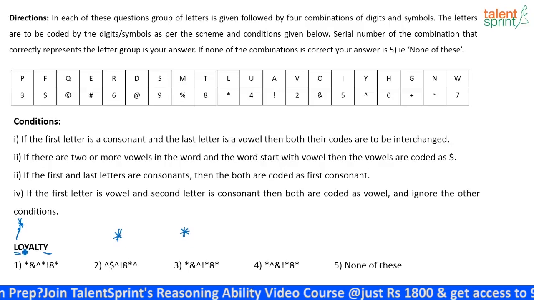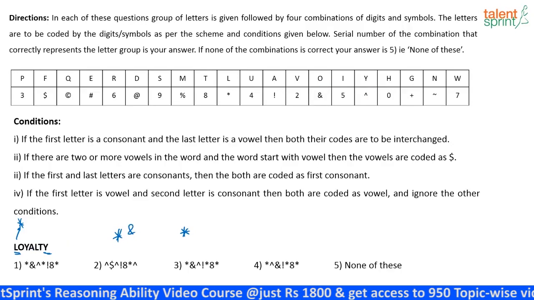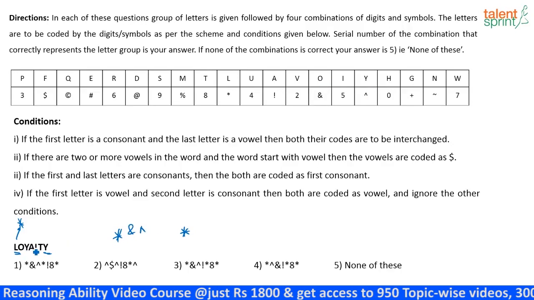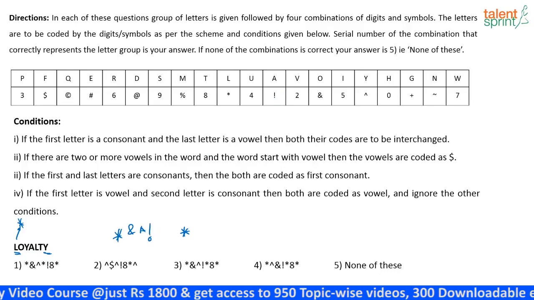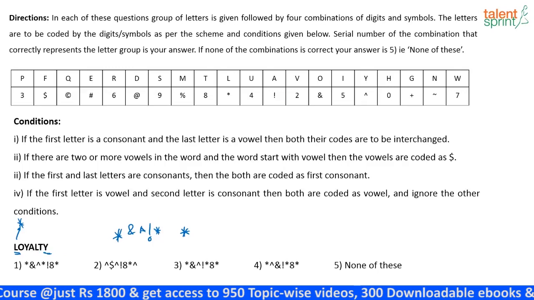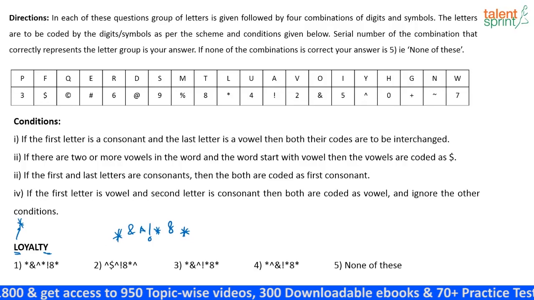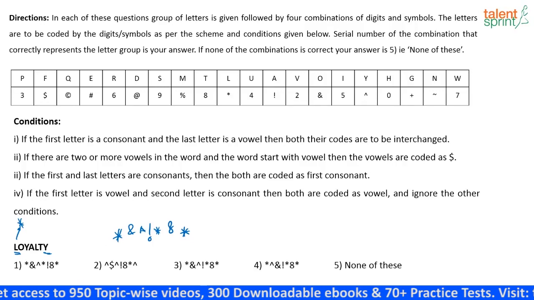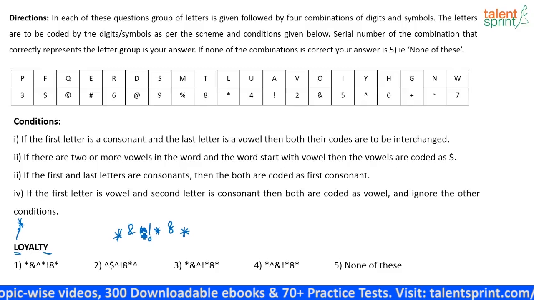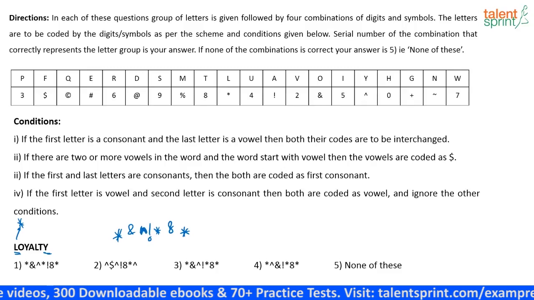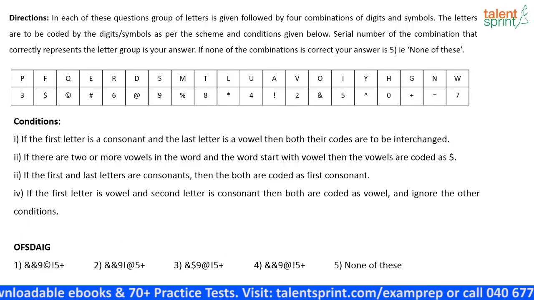Okay. Now what is the code for O? The code for O is and. The code for Y is this. The code for A. Again, the code for L is star. The code for T is 8. So this is the answer that you are looking at. That is option. Sorry. D is this symbol, no? Yeah. Answer that we are looking at is this option 3. Okay. Again, very easy one.